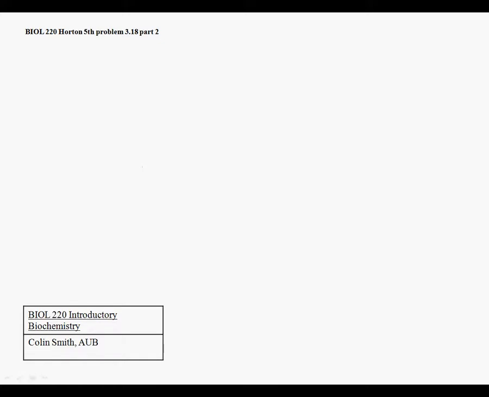This is problem 3.18 in Horton's 5th edition. This is the second part. So remember, this question is asking us, if we consider alanine, and I will draw it in the normal zwitterionic form here, we normally expect to see it in this common zwitterionic form because that's what's going to be most common at physiologic pH.